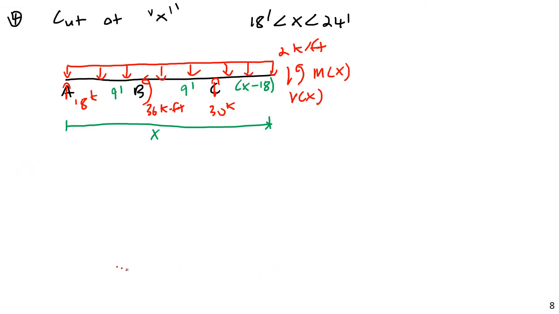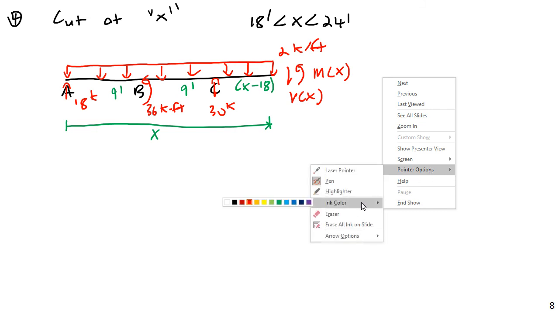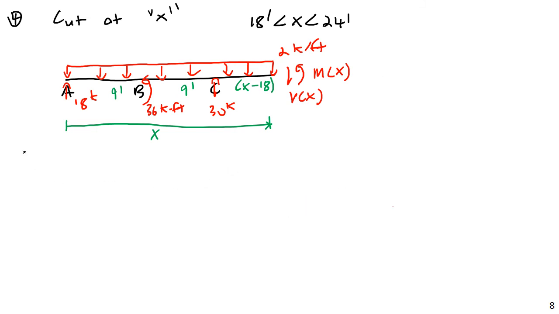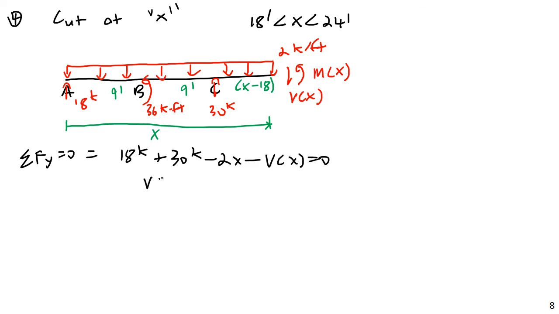So let's go ahead and do a sum of forces in the y and a balance of moments. So sum of forces in the y direction is equal to 0, and then that equals 18 kips plus 30 kips minus 2x, as we've established previously, minus V of x is equal to 0, and we get that V of x is equal to 48 kips minus 2x.